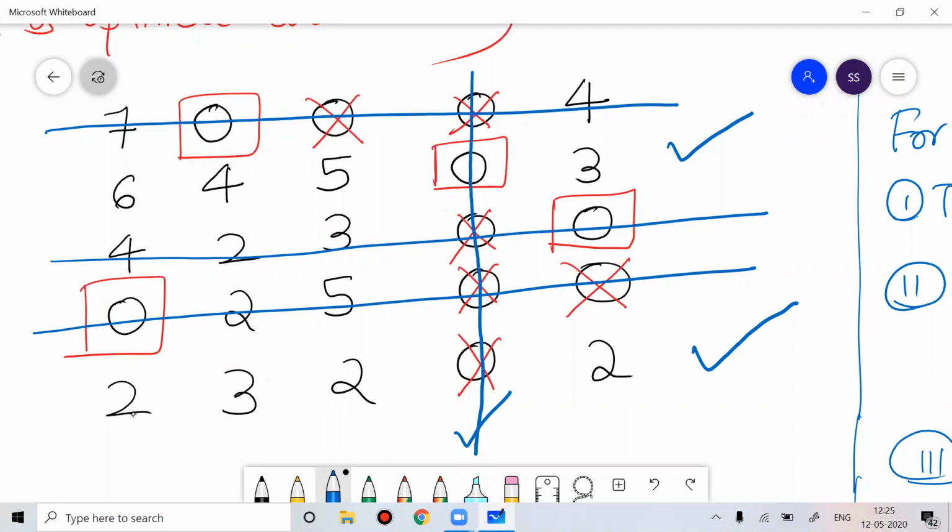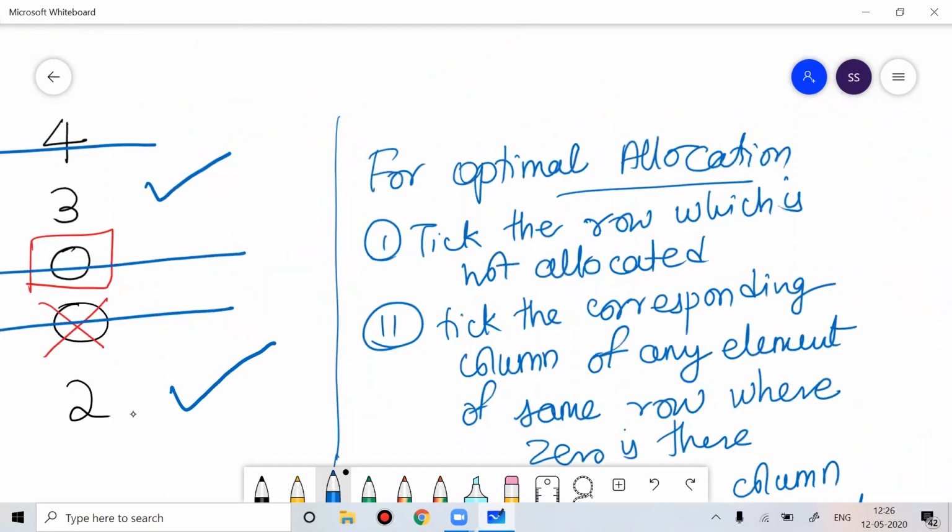You have to draw a line through those rows which are not ticked and those columns which are ticked. We knew the allocation was not optimal because rows 1, 2, 3, and 4 were allocated, but row 5 was not allocated. So, to reach optimality in the assignment problem, these are the steps we followed for the optimal allocation.